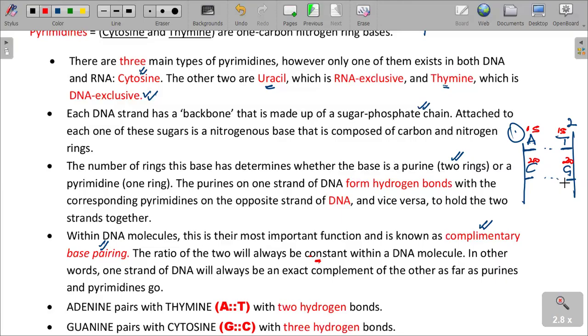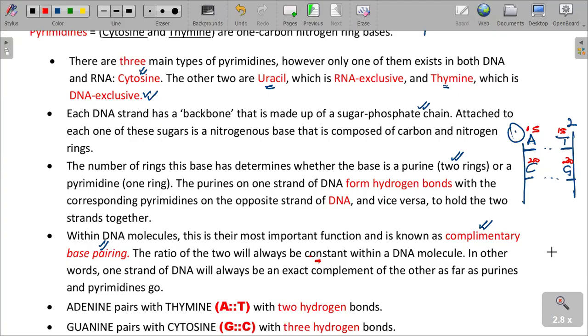In other words, one strand of DNA will always be an exact complement of the other as far as the purine and pyrimidine bases go. So we cannot have one strand being longer than the other, because these bases always have equal numbers according to their pairing. Hence the DNA molecule will have a proper and specific shape.